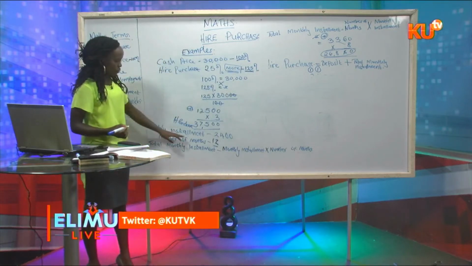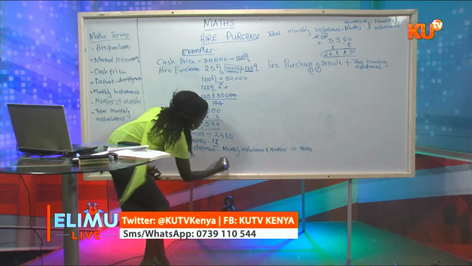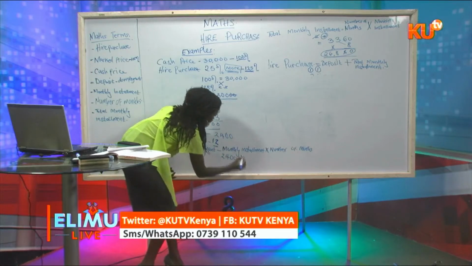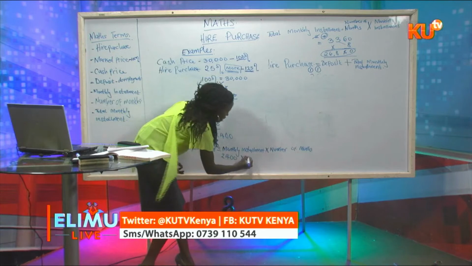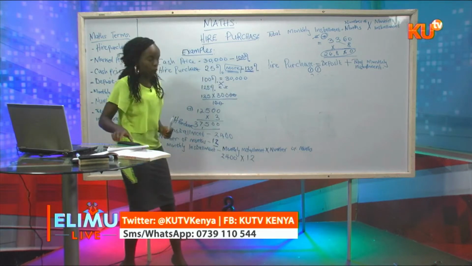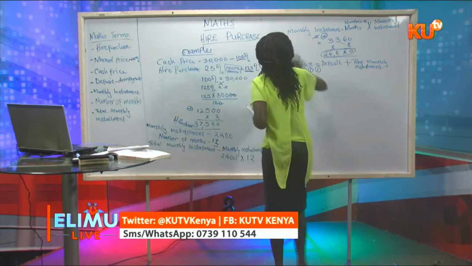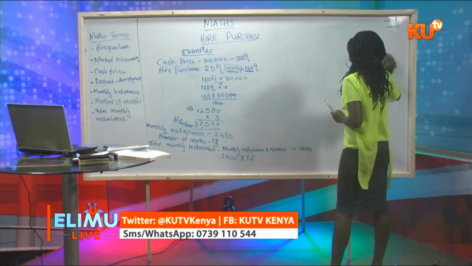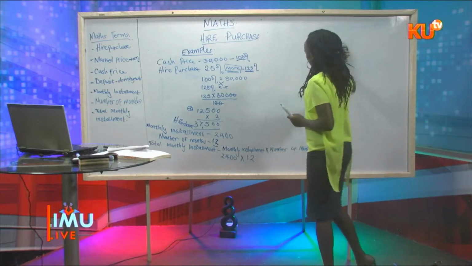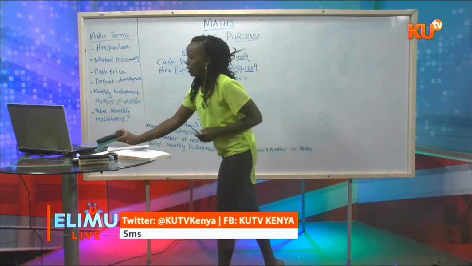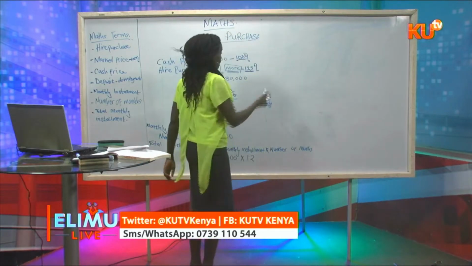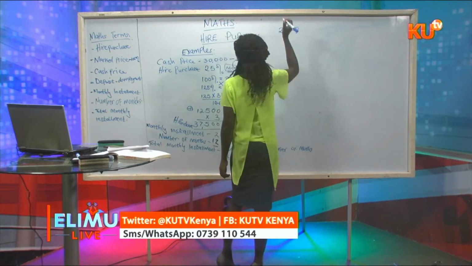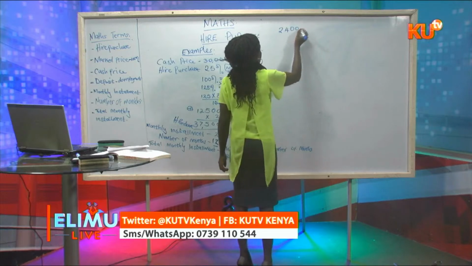So the monthly installment was 2,400. You take 2,400 multiplied by the number of months. And here we have 12 months, so times 12. We continue here. We calculate to see how much this person paid by the end of the 12 months. So 2,400 times 12.